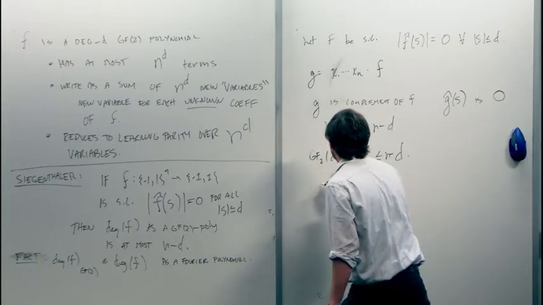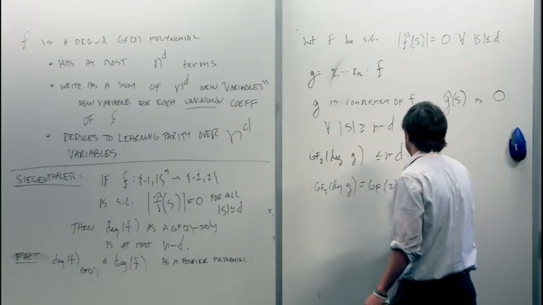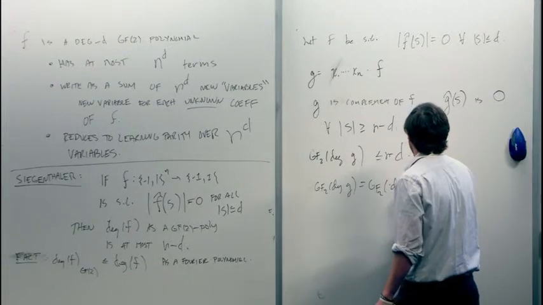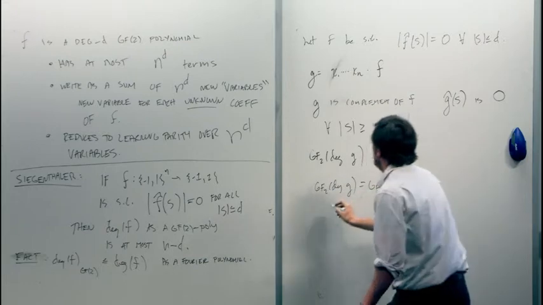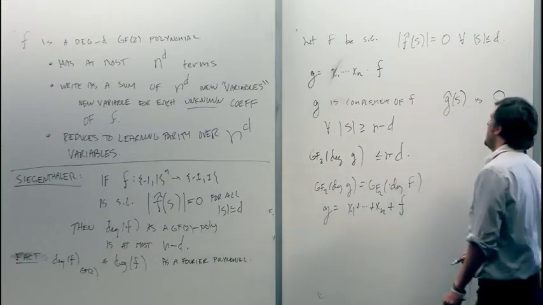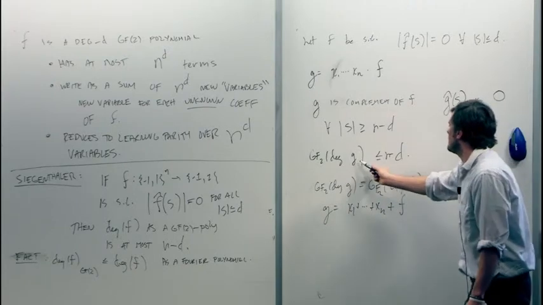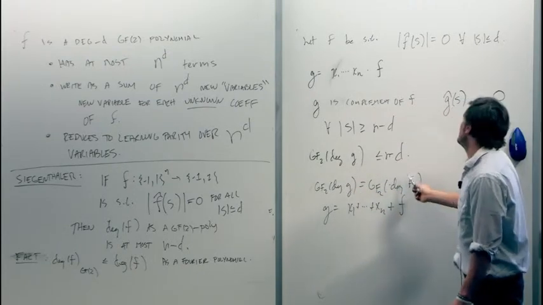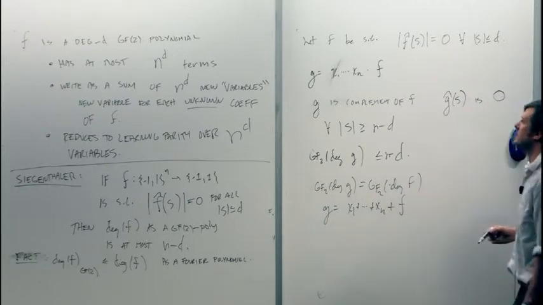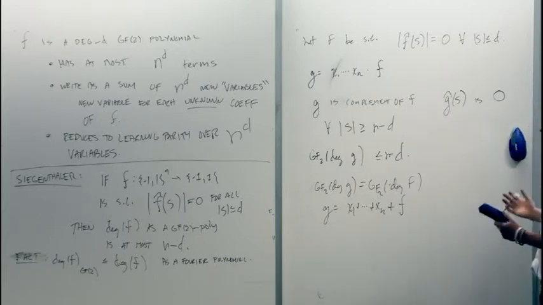But notice that the GF2 degree of g equals the GF2 degree of f, because in the GF2 scenario, I can write g as x1 plus xn plus f, and I haven't increased the degree of g at all. So the GF2 degree of g is n minus d. It turns out they're equal. So the GF2 degree of f is at most n minus d. Yeah, as Nati said, it's a simple complementation.